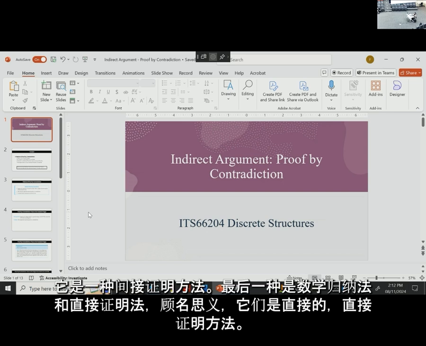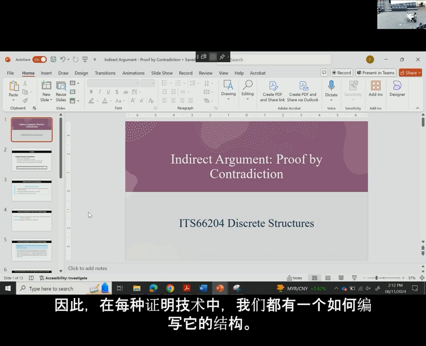Proof by contradiction. It is an indirect proof method. The last ones, mathematical induction and direct proof method, are, as the name suggests, direct proof methods. Okay, so in each of the proof techniques, we have a structure of how to write it.